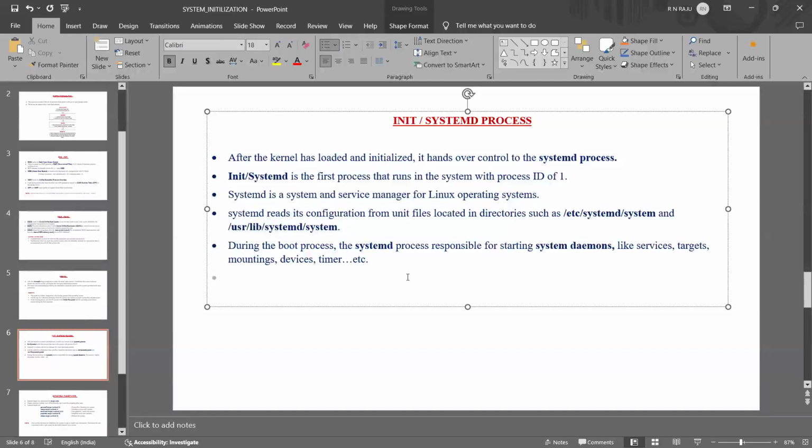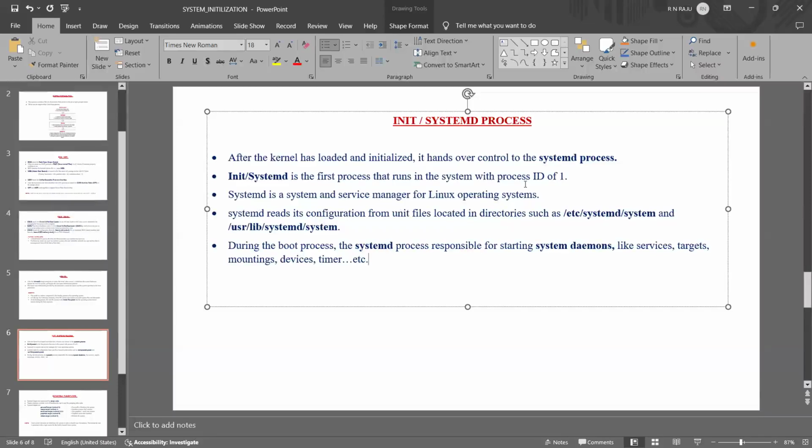That's the first program, with the value 1 for systemd. This is the first important thing. Once systemd is loaded, it will load the remaining drivers, mount points, system processes, and everything. Systemd is a system and service manager for Linux operating systems. Once systemd is loaded, your daemons, services, targets, mount points, devices, and scheduling timings and everything will be loaded. But if systemd fails, then the OS will fail.